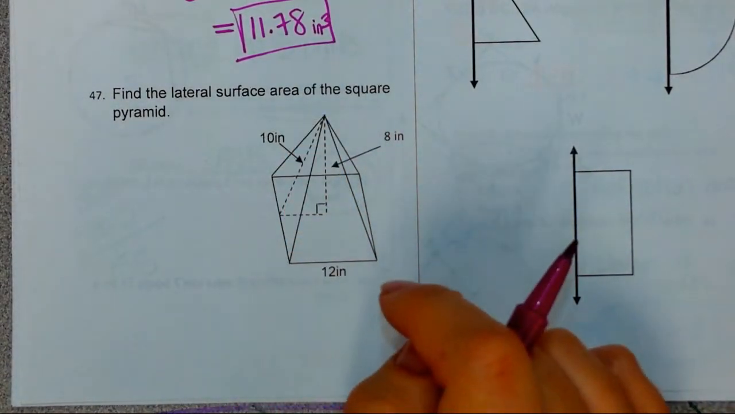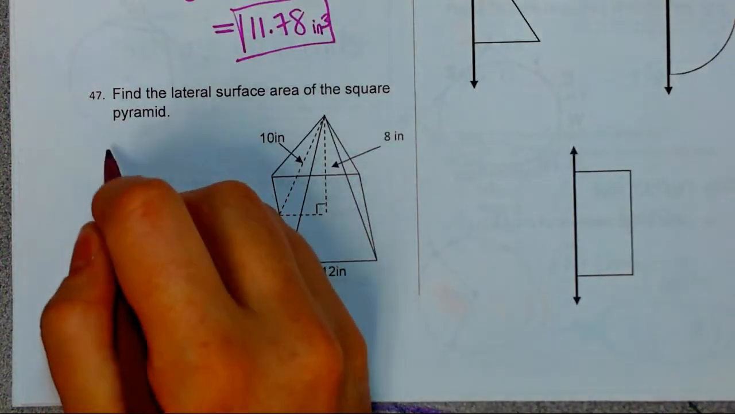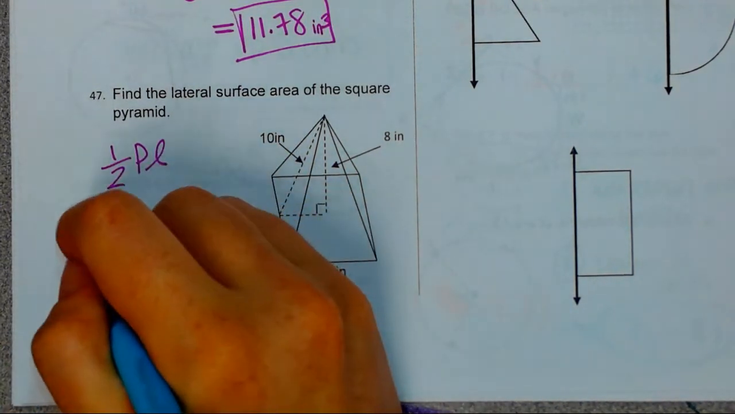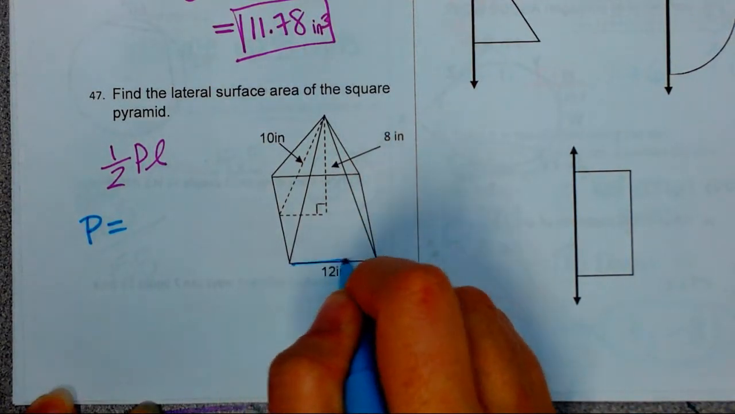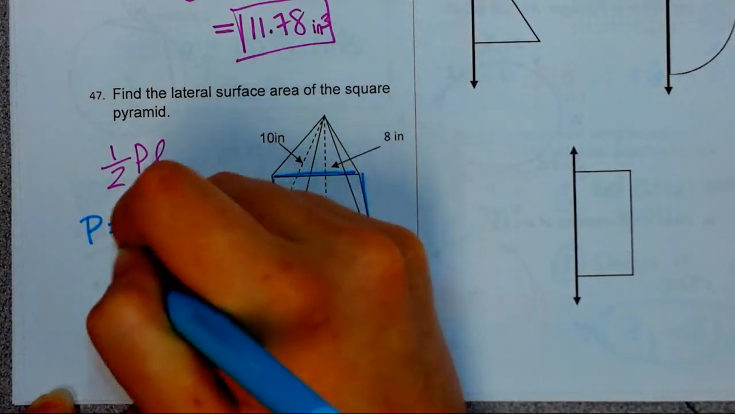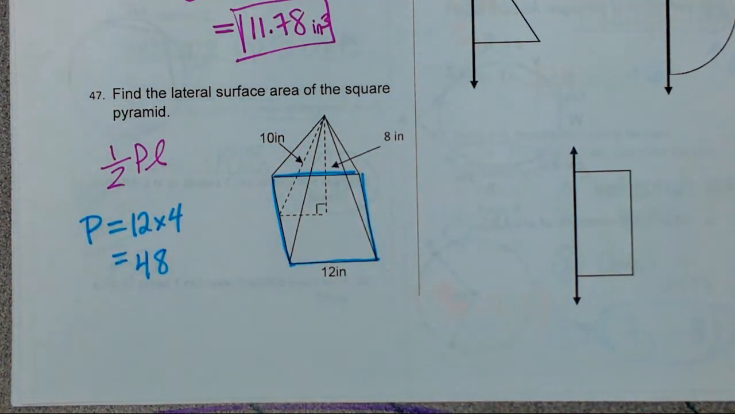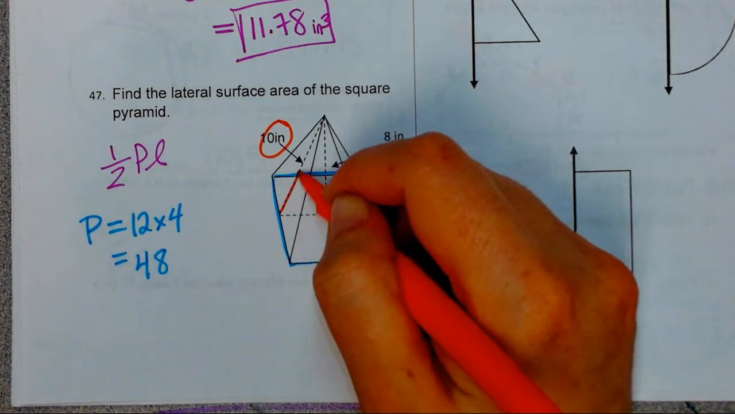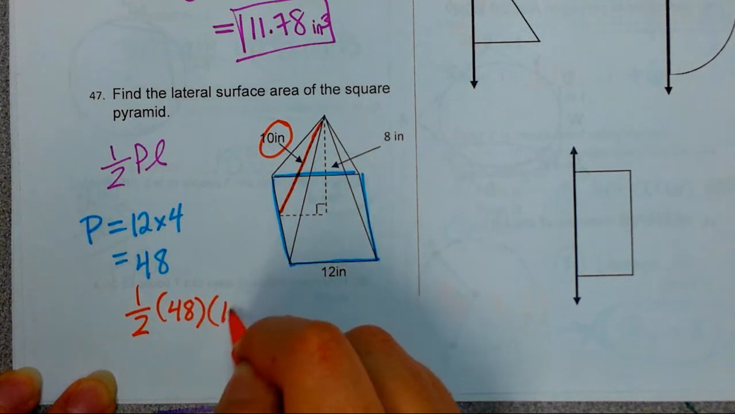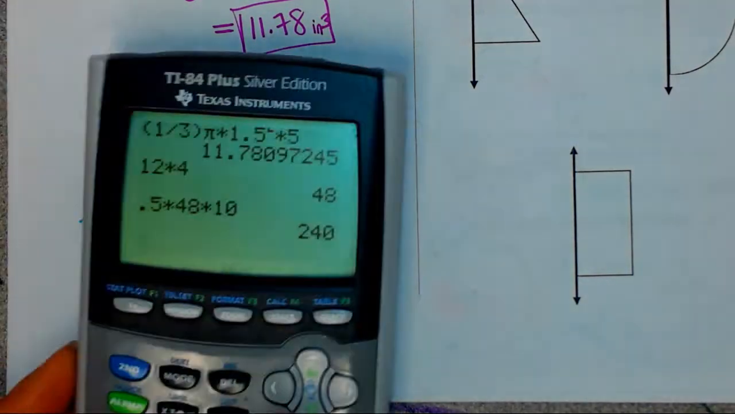Lateral surface area of the square pyramid. So pyramid lateral surface area is half PL. This one shouldn't be too bad. So it's a square pyramid, meaning that to get the perimeter, each of these sides is 12. So 12 times 4 gives us a perimeter of 48. They very nicely gave you your slant height already, so we don't need to solve for this. So it would be half 48 times 10, and that's equal to 240.